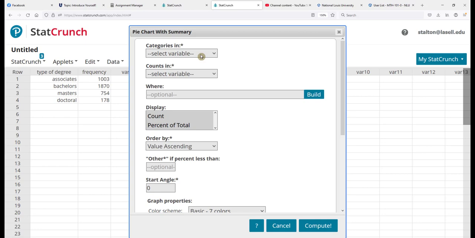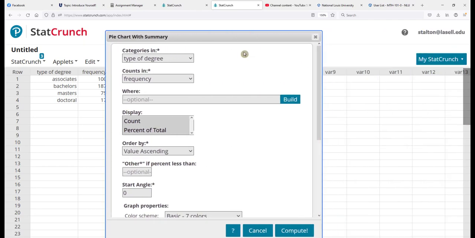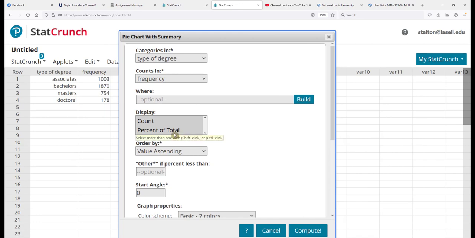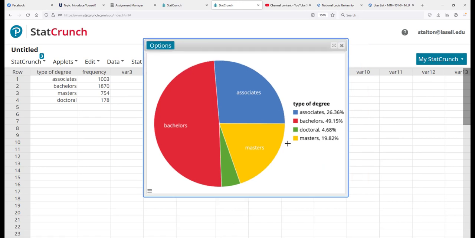So when I click on it, I want categories. The categories are located in the type of degree, and the counts are located in the frequency column right next to it. Okay. I have two frequencies on here, but just ignore that second one because that's for a different problem. And then I want to do percent of total. This is going to give the percents for each one of my slices. And then I'm going to hit compute and I get this beautiful graph.